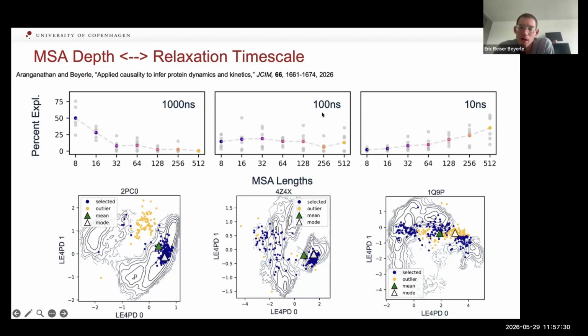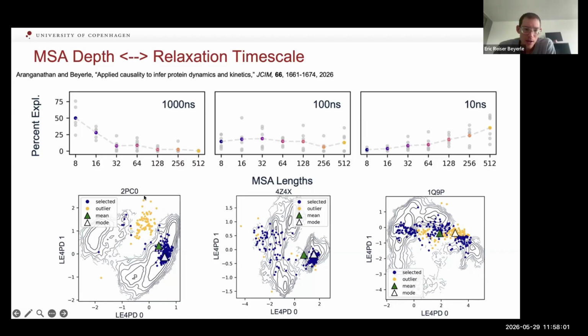If we look at the 100 nanosecond time scale, it's fairly robust to MSA depth. You can pick values between 8 and 128, and those are all reasonably good at describing the dynamics at the 100 nanosecond timescale seen in MD of that length. And then if we look at MD length 10 nanoseconds, that's well spanned by AlphaFold 2 if you use the native 512 MSA depth.